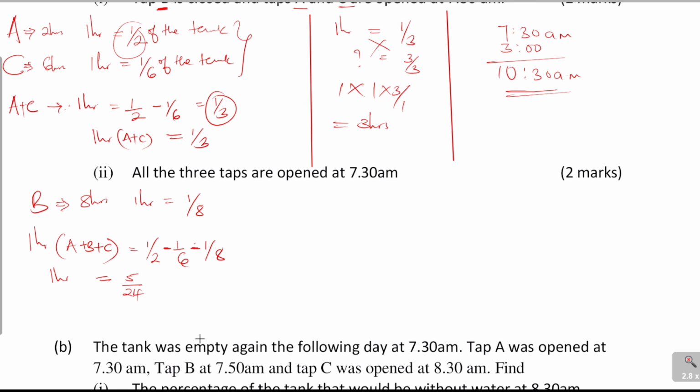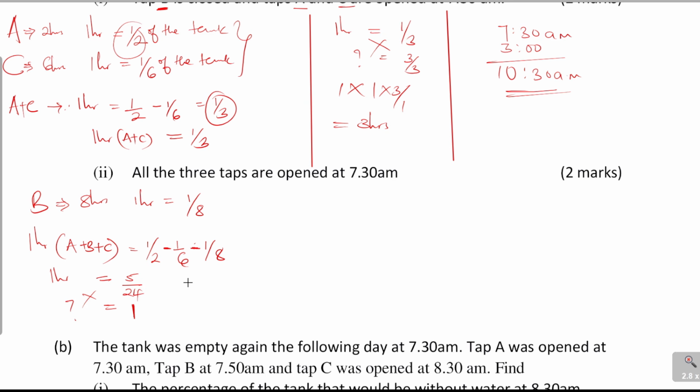Now, what about filling the tank? Filling the tank means the fraction will be 1, or 24 divided by 24. So if in 1 hour the three taps can fill 5 over 24 of the tank, what about when the tank is full? When the tank is full, the fraction is 1 or 24 over 24.